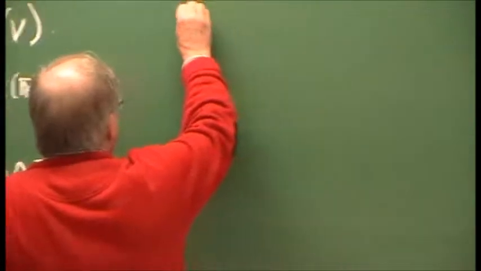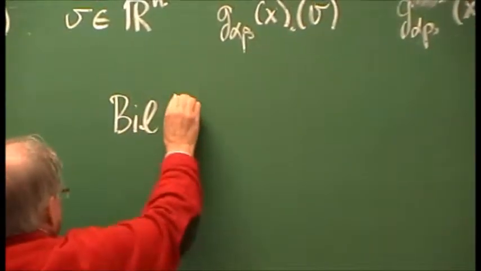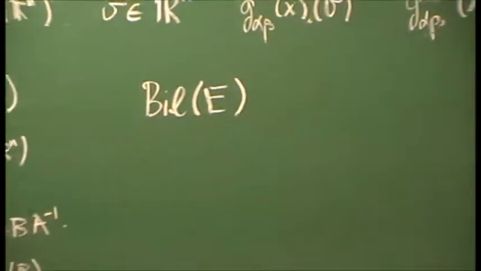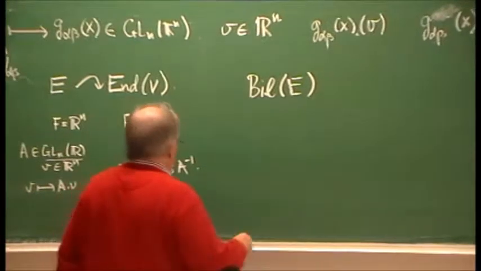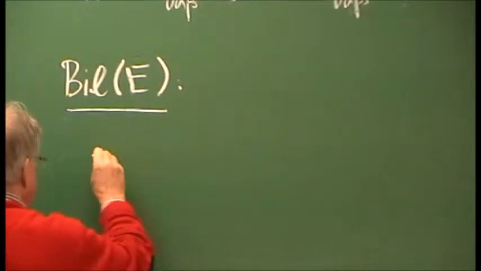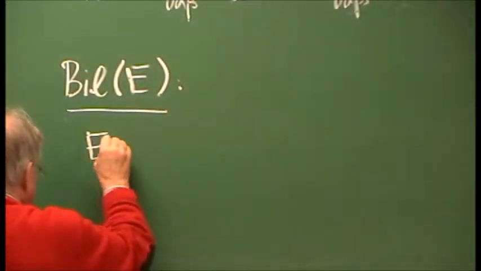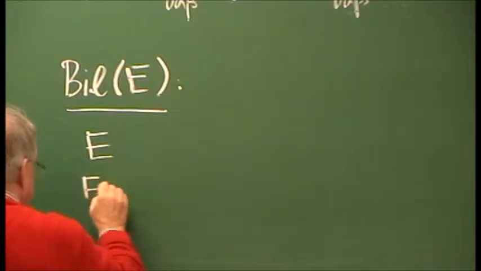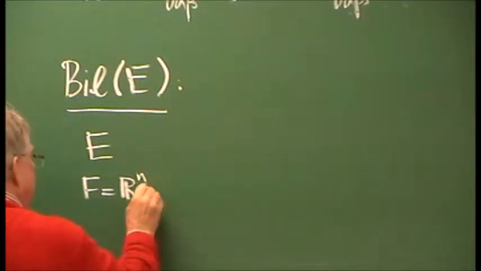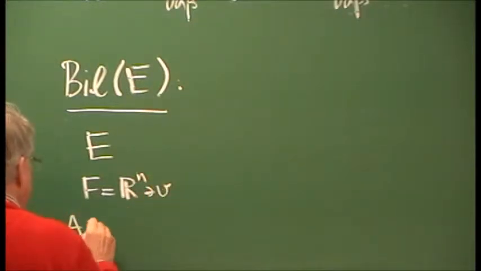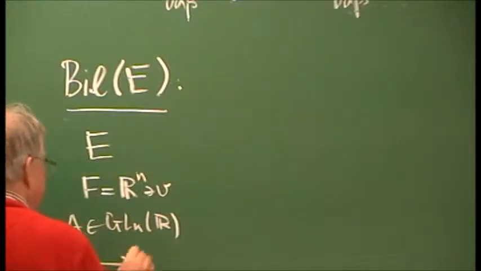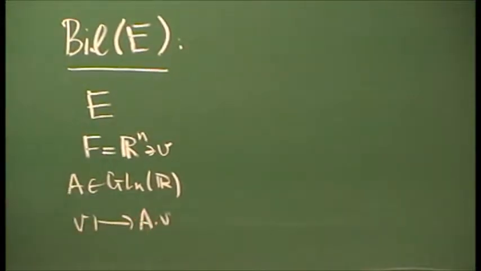Okay, let's talk about something more interesting, bilinear forms. So you start with E, and F is the fiber Rn. I'm boring you to death. If you take a vector in Rn and a matrix in GL(n,R) in the structure group, then V gets mapped to A times V. That tells you everything.